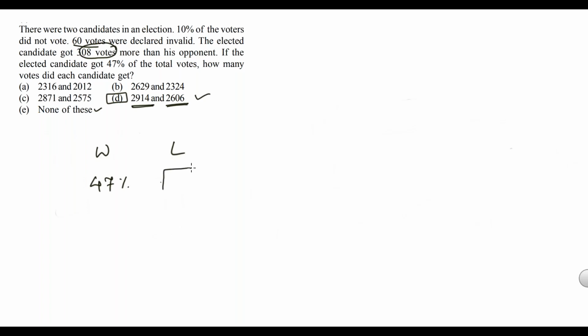Now, whatever the votes received by the second candidate, we can assume it later. Now, the winning candidate has to get more votes. Now, you just look into the answer options. In the answer options, you try to divide this greater number by 47. Are you getting my point? The greater number should be a multiple of 47, meaning it must be divisible by 47.